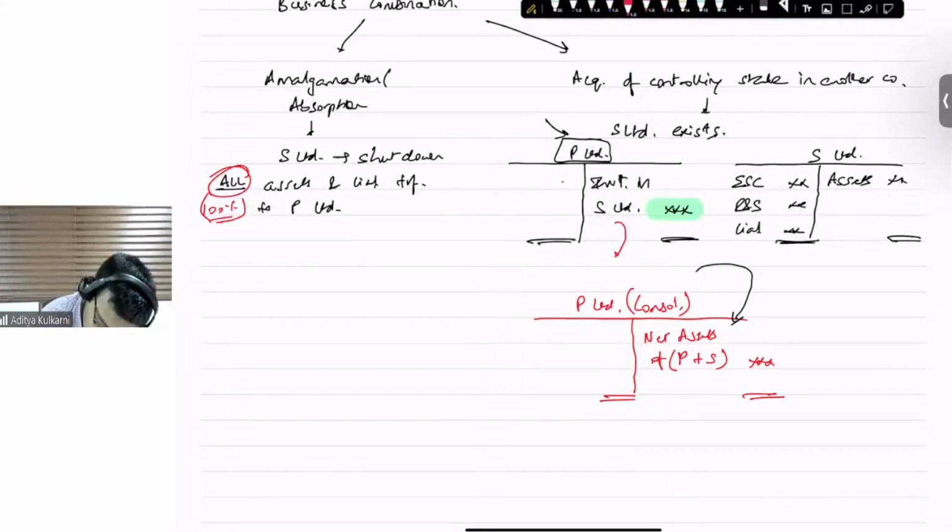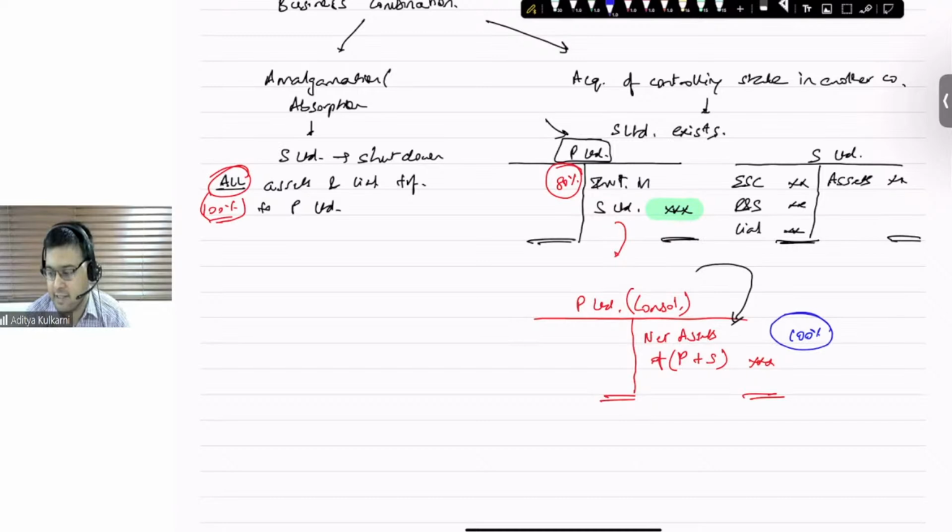Now, suppose I am having 80% stake of investment in S. This 80% stake of investment in S is going to be replaced by 100% of the net assets of S. So obviously, where will I show the 20%? This 20% NCI will be shown in the consolidated financials. In standalone, nothing will happen relating to consolidation. Standalone, nothing will happen relating to business combination in the nature of acquiring a controlling stake.